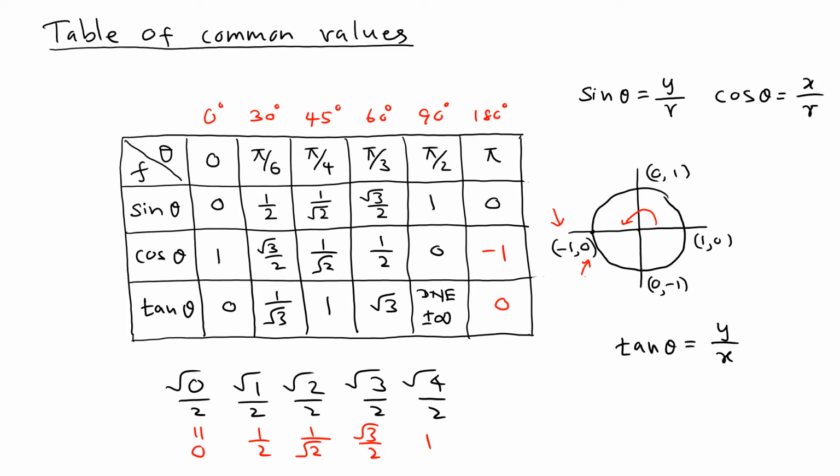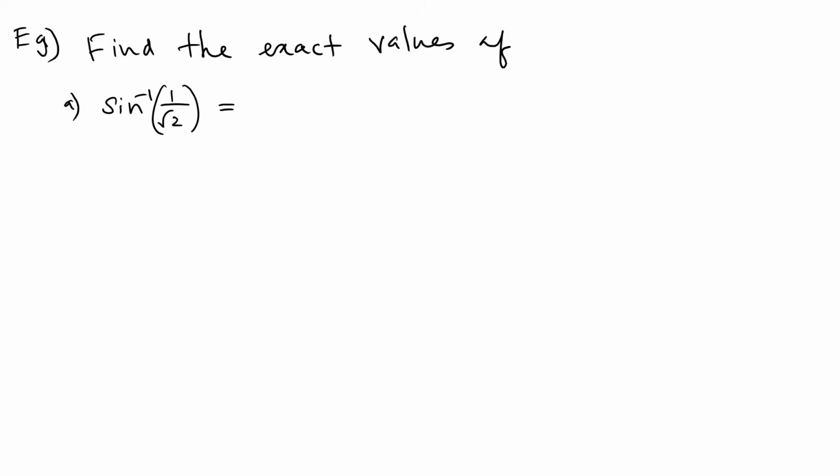So let's do this as the first one. Find the exact values of, so we're going to refer to the table. What is the value of sine inverse 1 over square root 2? It's asking for an angle, because we know that sine inverse means an angle. So you're looking for an angle such that the sine of that angle gives you 1 over square root 2. And from the table, you know that the angle is pi over 4. So that is the answer.